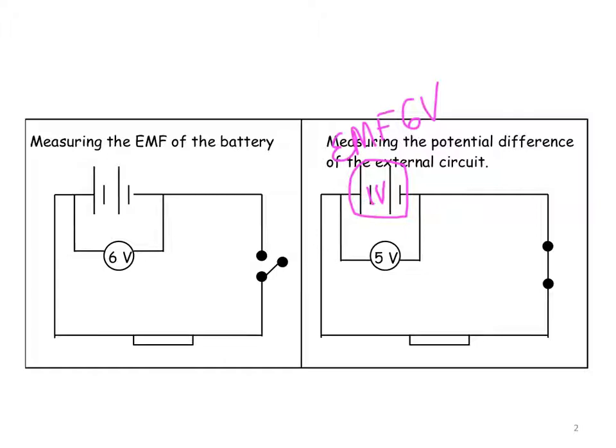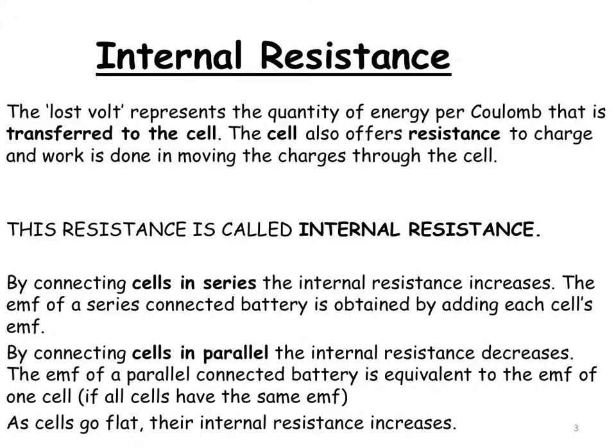Why does it use 1 volt? Because it has something called internal resistance. In other words, it actually is hard work for the charges to make their way through the battery itself. So let's look at this concept of internal resistance. The lost volt represents the quantity of energy per coulomb that was transferred in the cell. Why? Because the cell also offers some resistance to the charge, and we need to do a bit of work, in other words, 1 joule per coulomb, in moving the charges through the cell. The resistance of the battery or the resistance of the cell is called internal resistance. It is inside the cell.